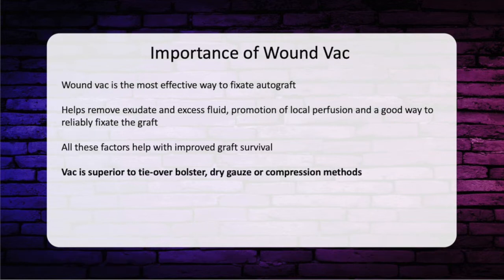One other dressing for burns that, Brian, you can talk about real quick is just the wound vac that we all use for tons of things, but we use it in burn patients too. Yeah, good old-fashioned wound vac or negative pressure. So it's the most effective way to fixate an autograft. It's also beneficial because it helps remove exudate and the excess fluid, which helps promote local perfusion and is a good way to reliably not only keep the graft in place, but also wick away the excess fluid that otherwise may cause a seroma.